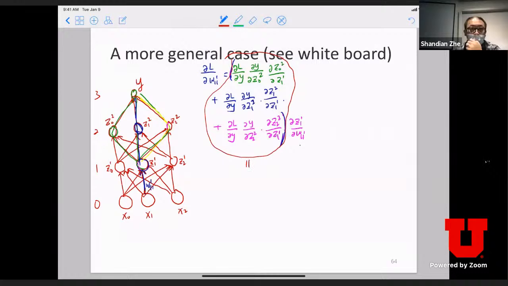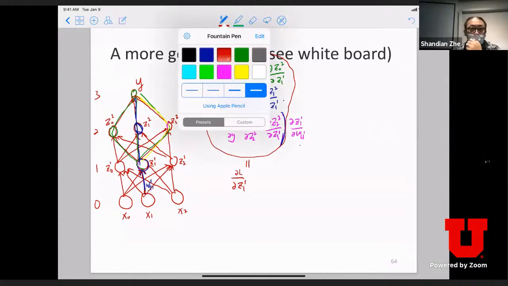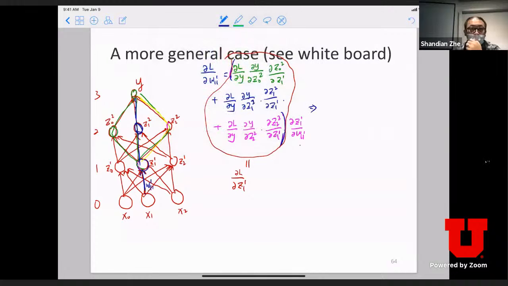According to the chain rule, this is partial L over partial Z11. Isn't it? This is our definition. So now we can see that we can reduce the computation of the partial derivative with respect to any edge weight to a very simple form. Just calculate partial L over the partial of the target node, which is partial Z11 here, then times partial Z11 over partial W11.